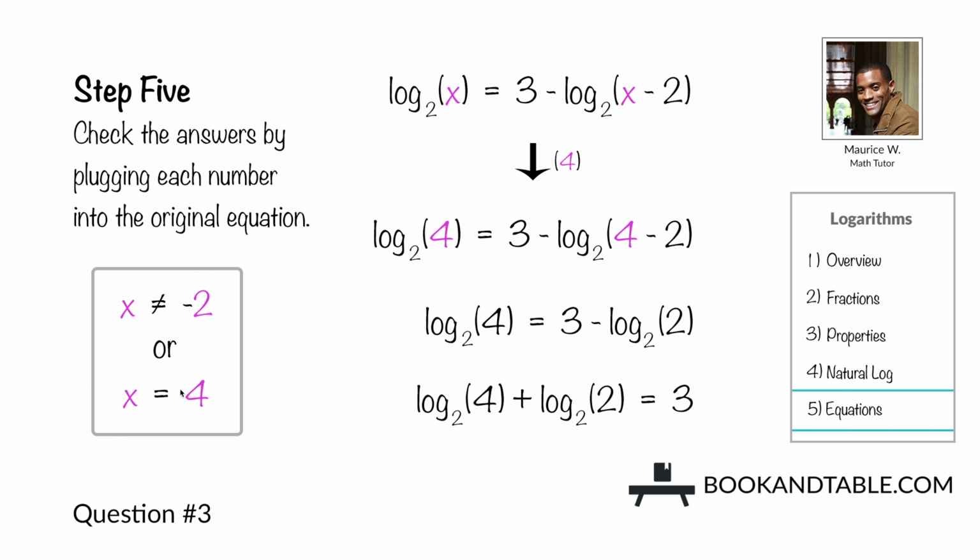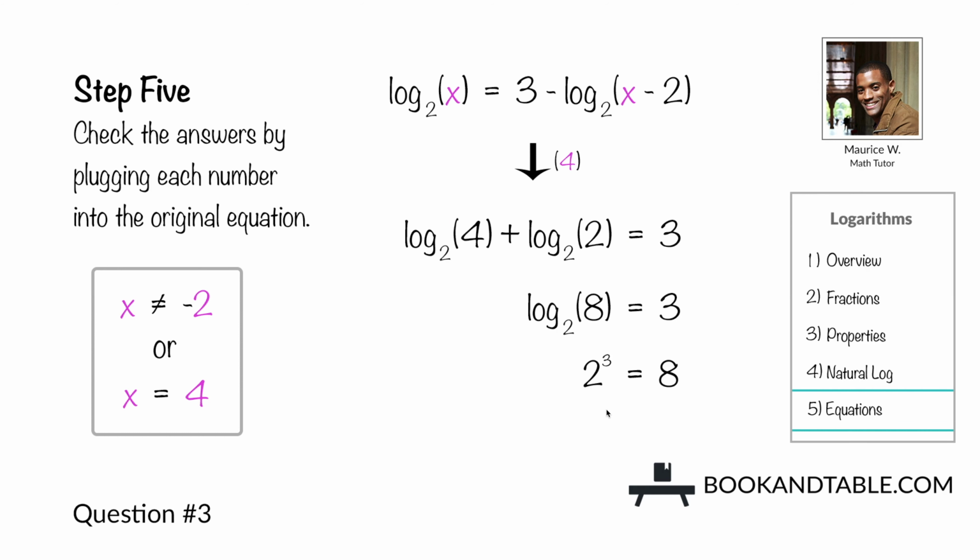So now we'll test positive 4, giving us log base 2 of 4 is equal to 3 minus log base 2 of 4 minus 2, which is 2. And if we add log base 2 of 2 to both sides to bring this log to the left side, we would get log base 2 of 4 plus log base 2 of 2 is equal to 3. And we can use the product rule to combine these terms by multiplying 4 times 2 to give us a new argument of 8.